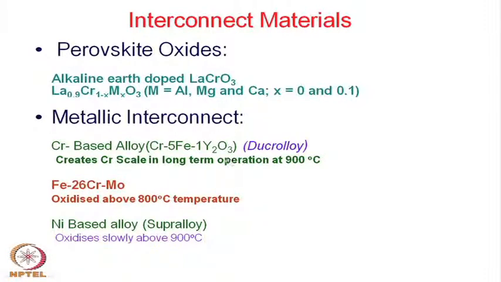A large number of different high temperature metals and alloys have been tried out. For example, a chromium based alloy, chromium 5% iron and 1% yttrium oxide. This is actually an oxide dispersed alloy. It is called an alloy and creates chromium scale in long term operation at 900. So, this also creates an impact.